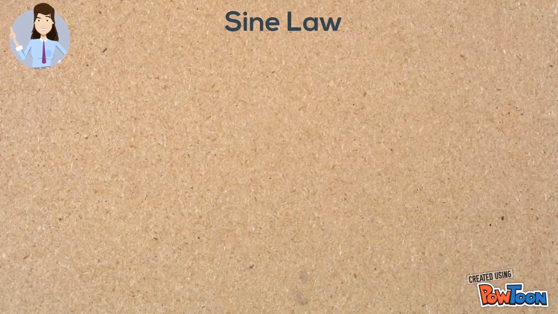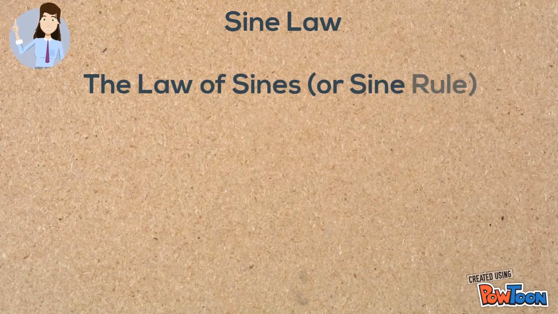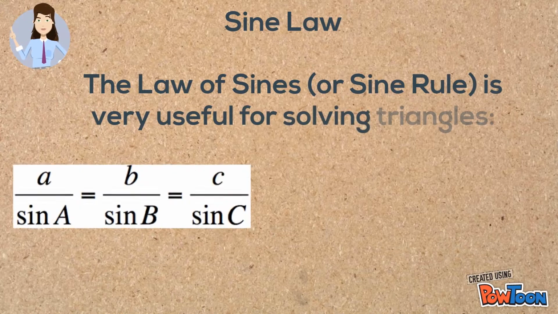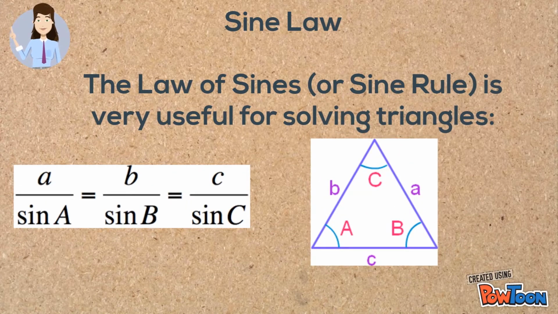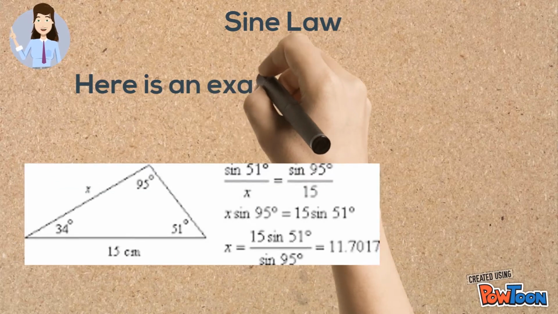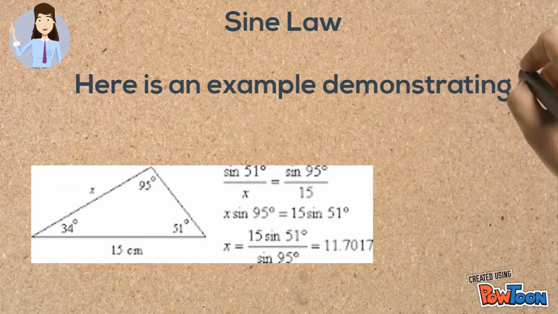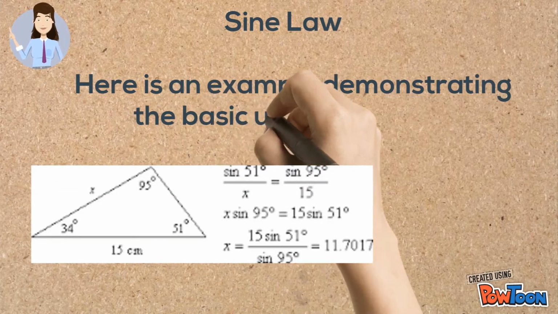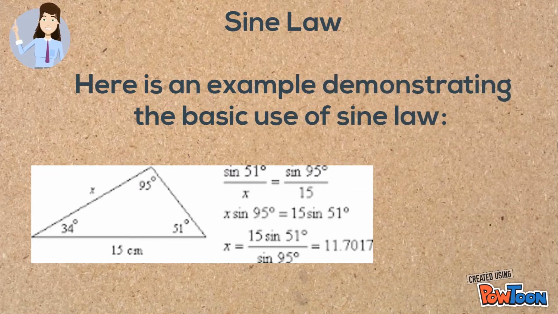We only need to work with two of the ratios. It doesn't matter which two, but one of them needs to be one that we are finding for the missing length, because we know that both side B and angle B might be easy to work with. Now for the example, you would see that you have to find the side x, and you can do that by using sine law, where sine 51 over x is equal to sine 95 over 15.